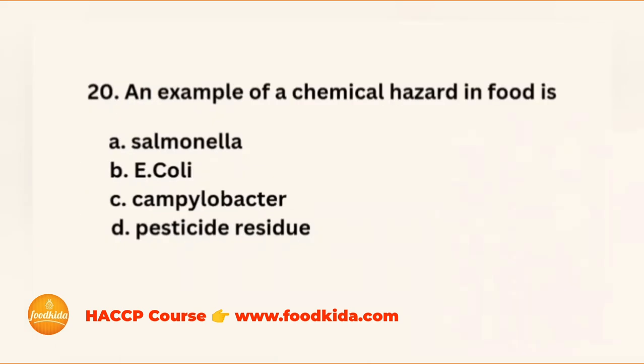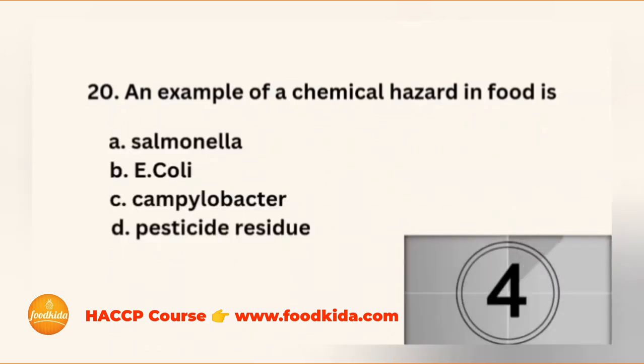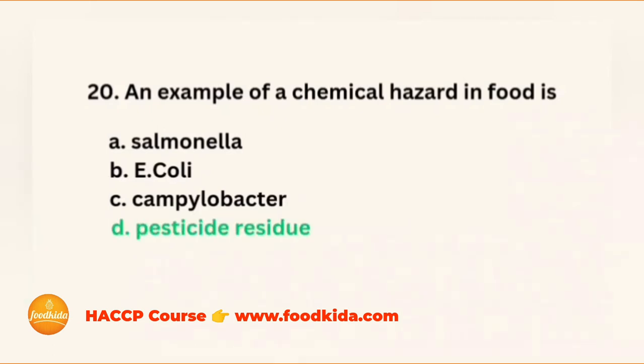An example of a chemical hazard in food is: Option A, Salmonella. Option B, E. coli. Option C, Campylobacter. Option D, pesticide residue. And the correct option is option D, pesticide residue.